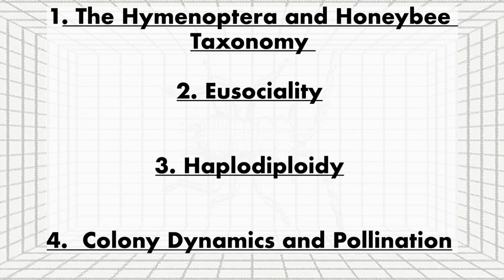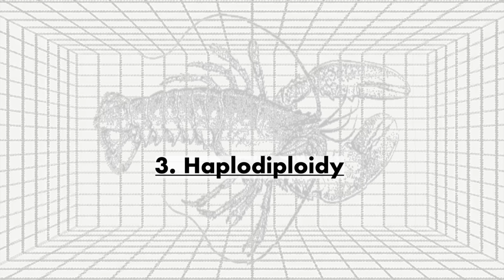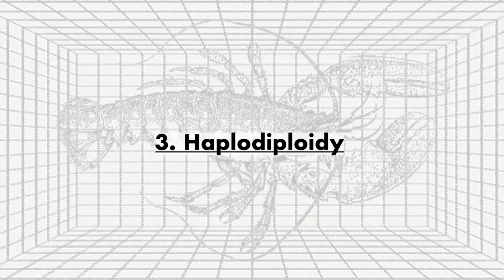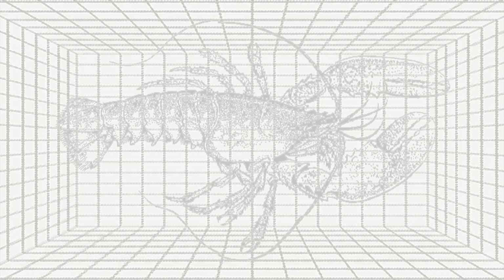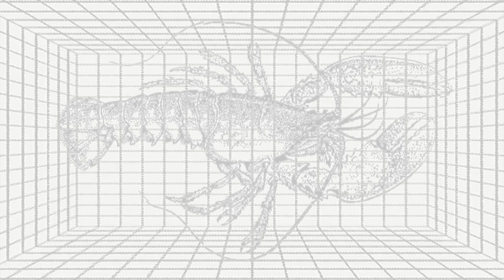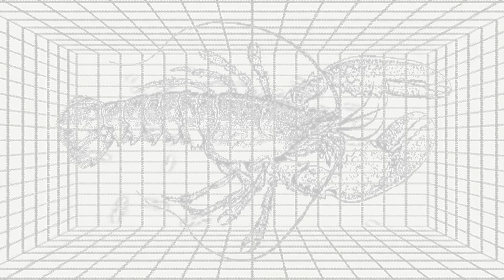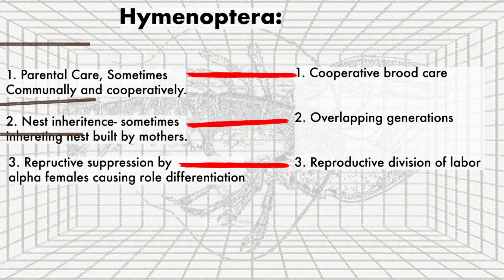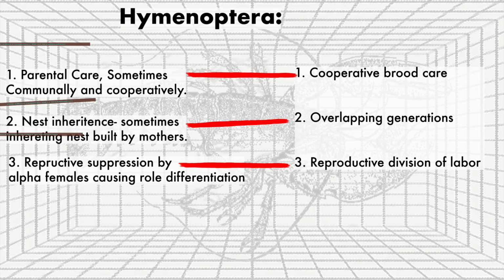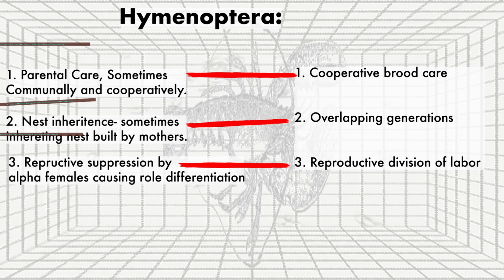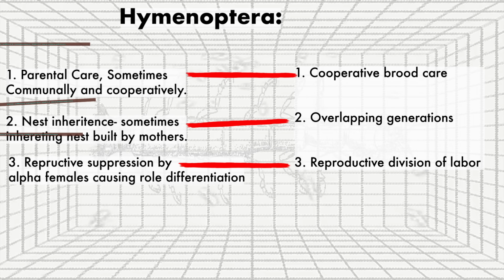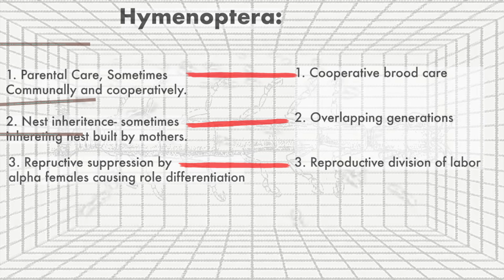Part 3. Haplodiploidy. Now, you might assume that the Hymenoptera exhibits similar prerequisites to termites, beetles, naked mole rats, and shrimp. And you'd be right, but even more right than you realize, because they've had a secret X factor long before they ever evolved eusociality. This prerequisite is haplodiploidy. Now, explaining this will be the most complicated part of the video, so bear with me.